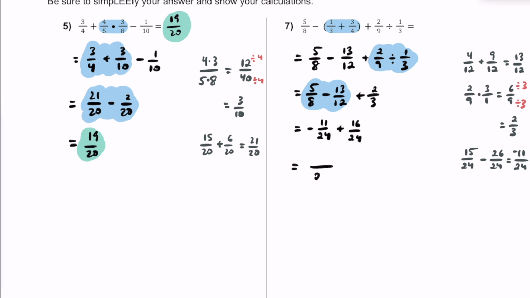All right, when you're adding fractions, we like the common denominators. It's going to stay as 24. But for the numerators, we have negative 11 plus 16, which is the same thing as 16 minus 11. So we're going to get a final numerator of 5. Now, 5 and 24 have nothing in common besides 1. That's their GCF. So our final answer here is just going to be 5 over 24.